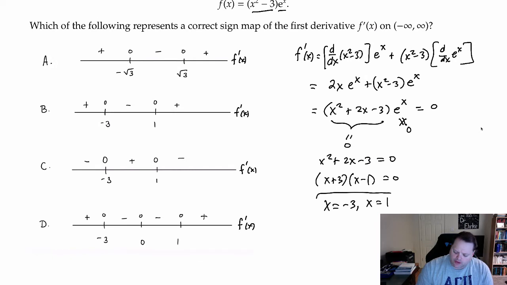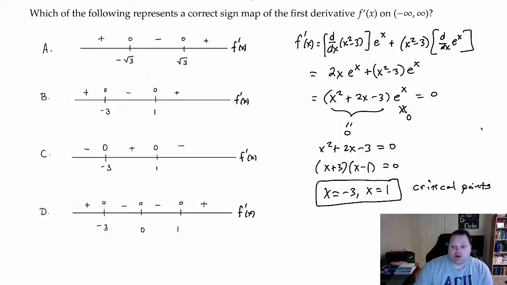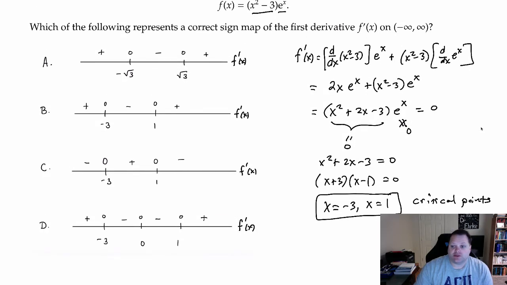So here are my critical points, which means that the correct answer is either B or C. Now, all I'm doing is testing values in the derivative, okay? So what I would do is your derivative here, once it's factored, is x plus 3, x minus 1 times e to the x. So this is what your derivative looks like once we've factored this piece.